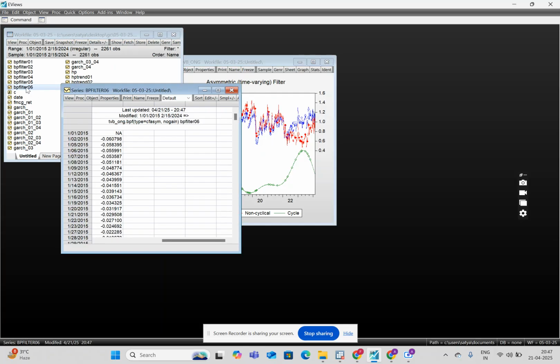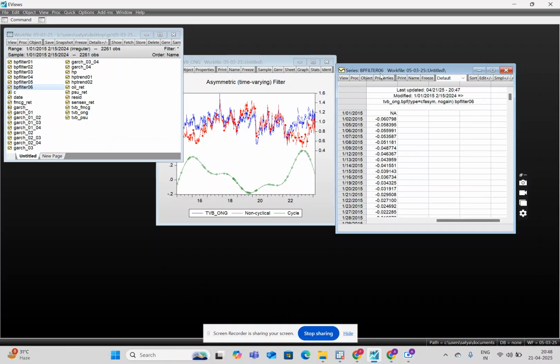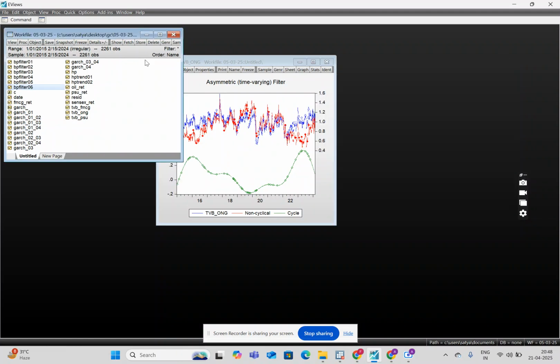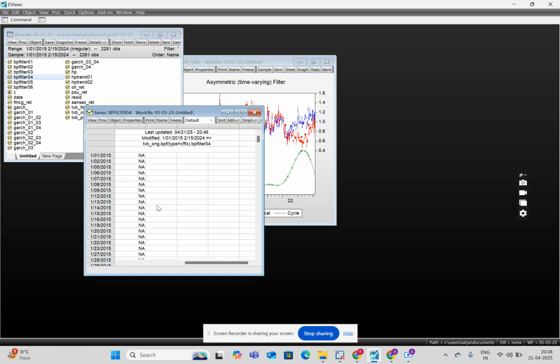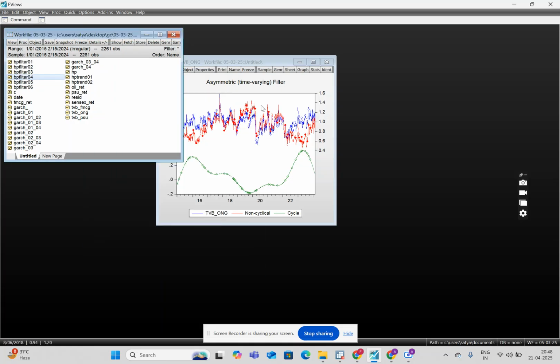Also, I'll show you one thing. Here BP filter 06 is for the asymmetric Christiano Fitzgerald. Here you can have all the data points, so there is no data loss in this case. However, for the symmetric one that we had done before, there was a lot of data loss. In the case of Baxter King also there was a lot of data loss. This one was for Baxter King, see, a lot of data loss was there. So the asymmetric Christiano Fitzgerald filter is the best kind of filter that you can use for your analysis to see whether the indicator you are taking can actually form a cycle.